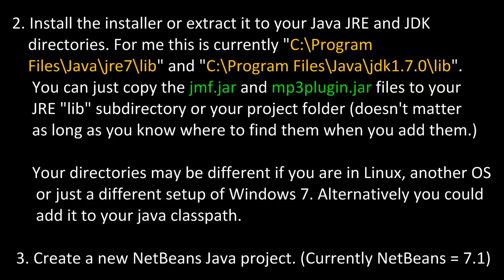Next, install the installer or extract it to your Java JRE and JDK directories. For me, this is currently C:\Program Files\Java\JRE7\lib and C:\Program Files\Java\JDK170\lib. You can just copy the jmf.jar and mp3plugin.jar files to your JRE lib subdirectory or your project folder. It doesn't really matter as long as you know where to find them when you add them to your project. Your directories may be different if you are in Linux, another operating system, or just a different setup of Windows 7. Alternatively, you could add it to your Java class path.